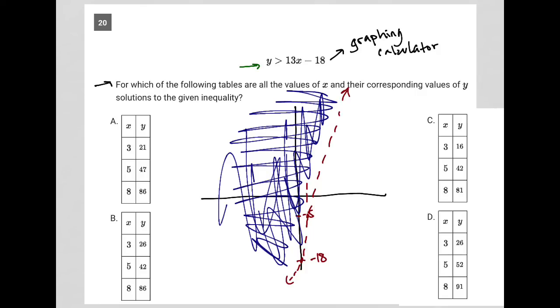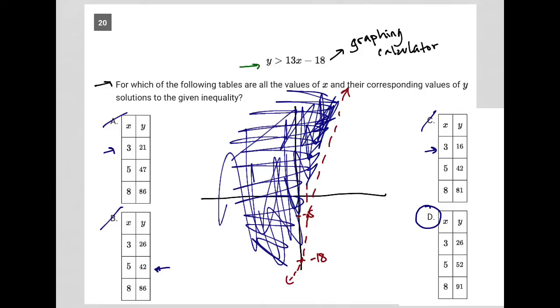So choice A says we should have the point 3, 21. Maybe, right? So again, this is where my rudimentary graph is not going to be all that helpful, but your graph with actual grid lines will be extremely helpful. And you'll see that A does not actually work at all. You'll see that B also doesn't work because 5, 42 is not within the blue shaded region here. You'll see that choice C also does not work because 3, 16 is not within the shaded region, but choice D, in fact, does work.